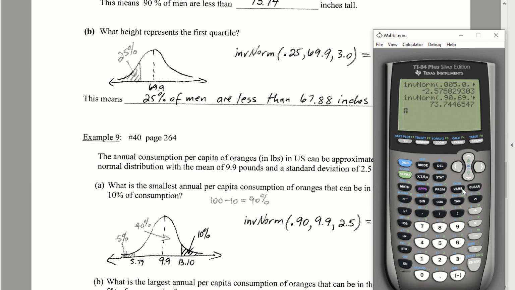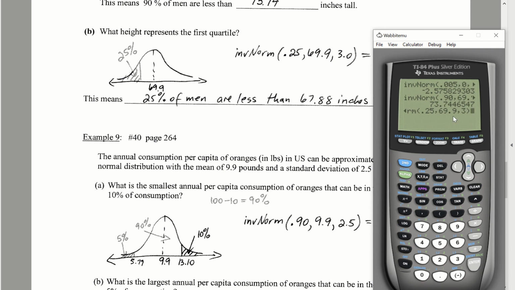We again do second distribution, inverse normal. Cumulative area this time is going to be 0.25. The mean is 69.9. The standard deviation is 3. Go ahead and hit enter.